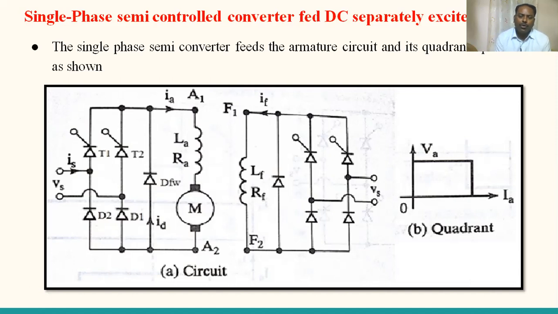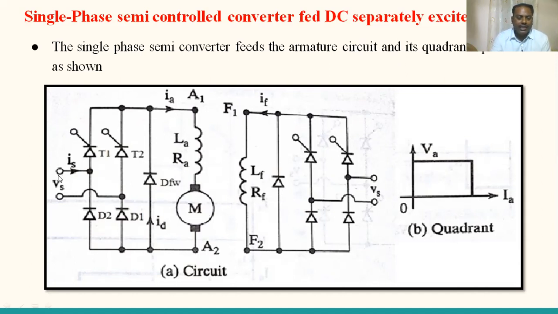So it is simply an open loop drive. The single phase semi-converter feeds the armature circuit and its coordinate operation. So this is the single phase semi-controlled converter fed DC separately excited drive. And this one is the field circuit.